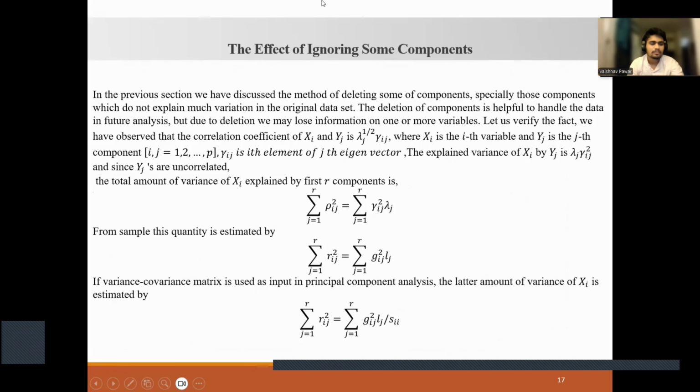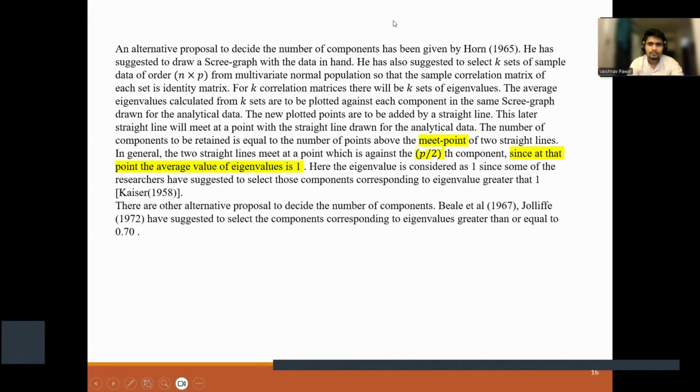Effect of ignoring some components. The Horn method compares data with random samples. It improves the reliability of selection. The Kaiser rule suggests eigenvalues greater than 1. Jolliffe suggests eigenvalues greater than 0.7. These are alternate selection methods. Each method has its own advantages. Used based on the dataset type, it helps to improve decision accuracy. A combination gives better results and provides flexibility in analysis.